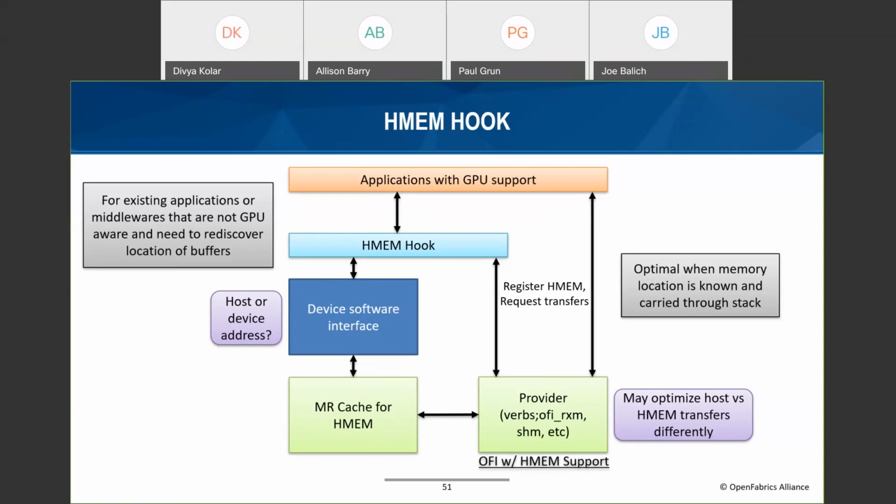From the provider's point of view, everything has gotten registered properly because the hooking provider has done that for the application. However, use of the hooking provider obviously has overhead for all the memory discovery and management. So direct use of the core provider that has HMEM support is recommended for optimal performance if the memory location is known and can be carried through the stack into OFI.